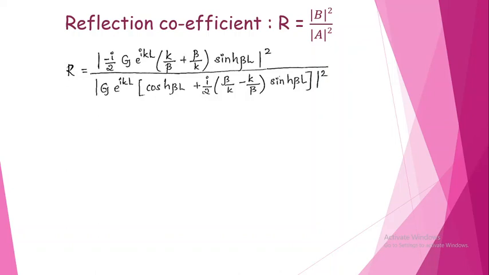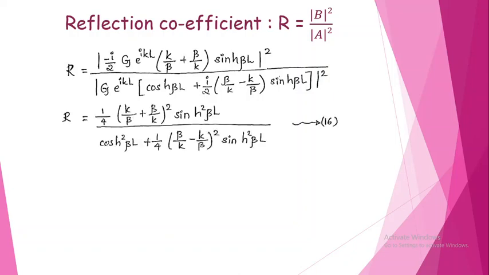So R will be equal to the square of mod B, which is equal to minus i by 2 into G into e raised to ikl into (k by beta plus beta by k) sinh beta L, divided by the square of mod of G e raised to ikl into [cosh beta L plus i by 2 into (beta by k minus k by beta) sinh beta L].